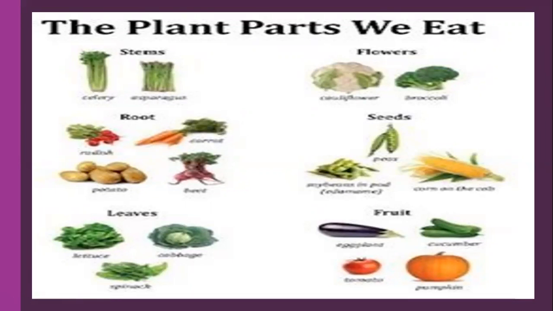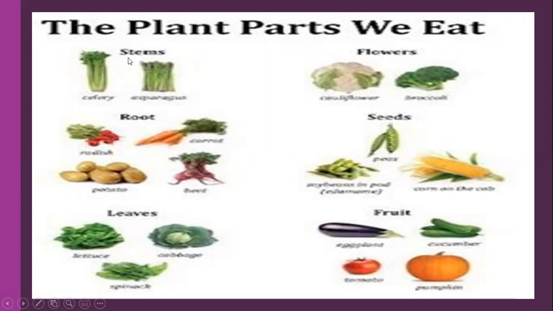See, we eat the different parts of the plants. The different vegetables and fruits, they are the different parts of the plants. What are these parts? Look, how many parts does a plant have? Stems, root, leaves, flowers, seeds, and fruit. These are 1, 2, 3, 4, 5, 6 parts of plants that we can eat, and we love to eat these types of vegetables, flowers, and fruits.